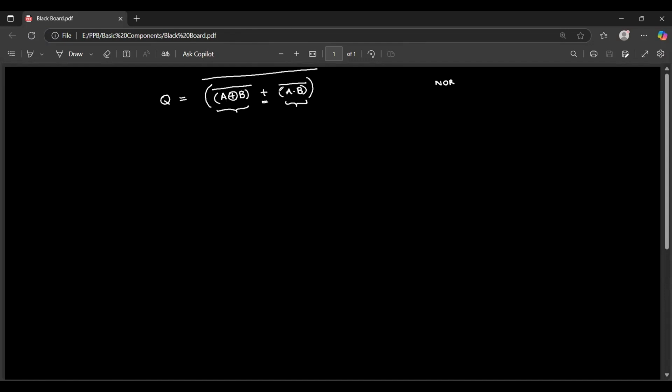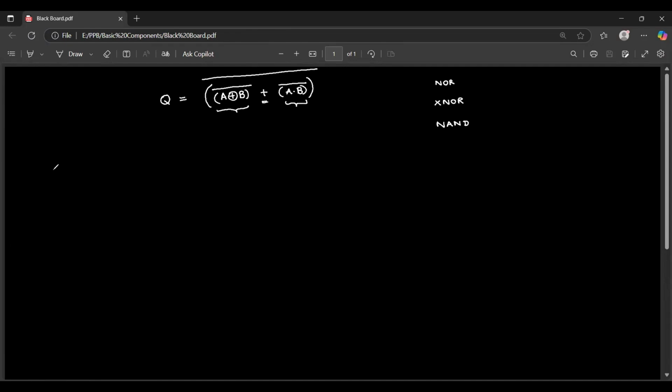Then we have two subgates. Here we have the whole thing bar, which means again four suspects. But since you have XOR here, it is an XNOR gate. And then here, (A dot B) whole thing bar, which means we have, you answered correctly, a NAND gate. So that's it, we just have to pass them.